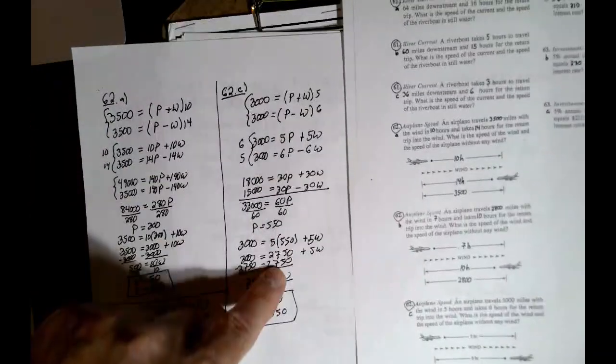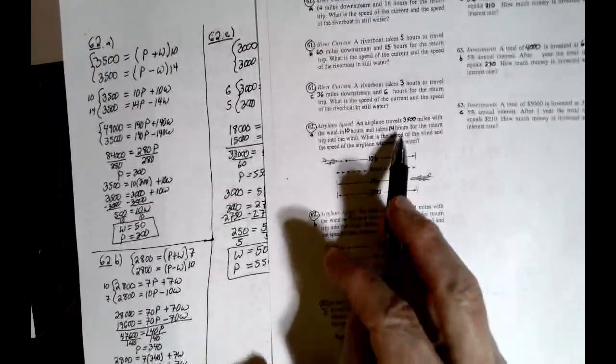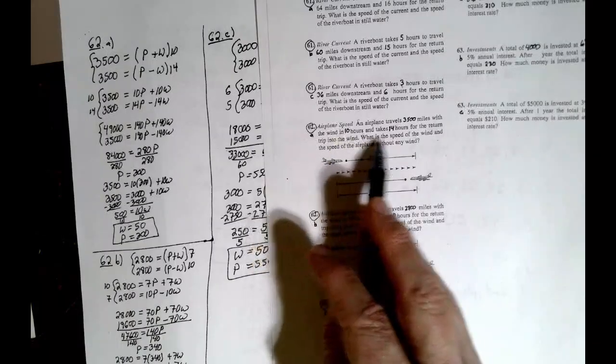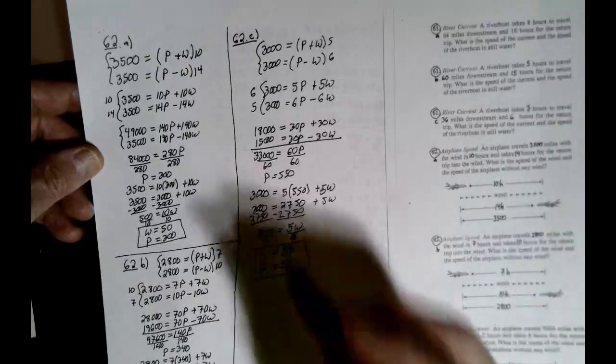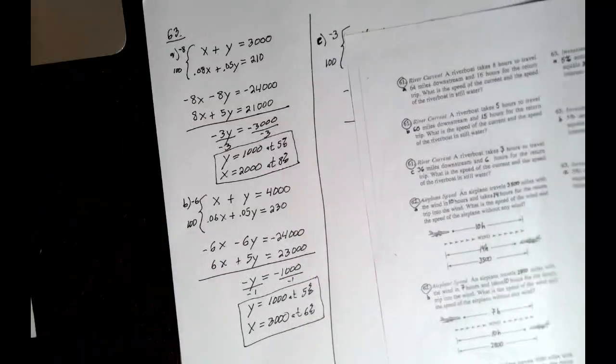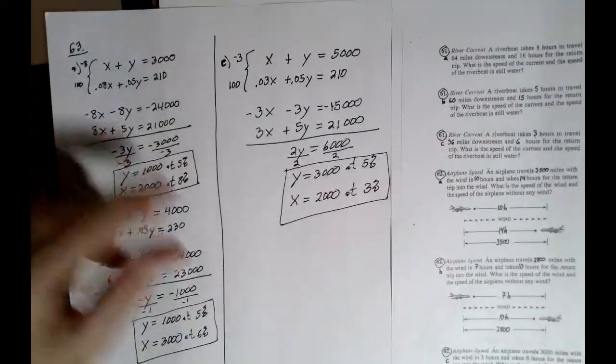Right. And 62, which is the plane, we already did, I think we did this one. Right? And I came up with 2 others that are similar questions. 3,500 miles, 10 hours with the wind, 14 hours against the wind. 2,800 miles, 7 hours with the wind, 10 hours against the wind. And then 3,000 miles, 5 hours with the wind, 6 hours against the wind. Yeah. And so each one, I have them worked out completely, so you can see 3 different examples of that. The only one that's not included in your homework that is a problem that's important is 63.